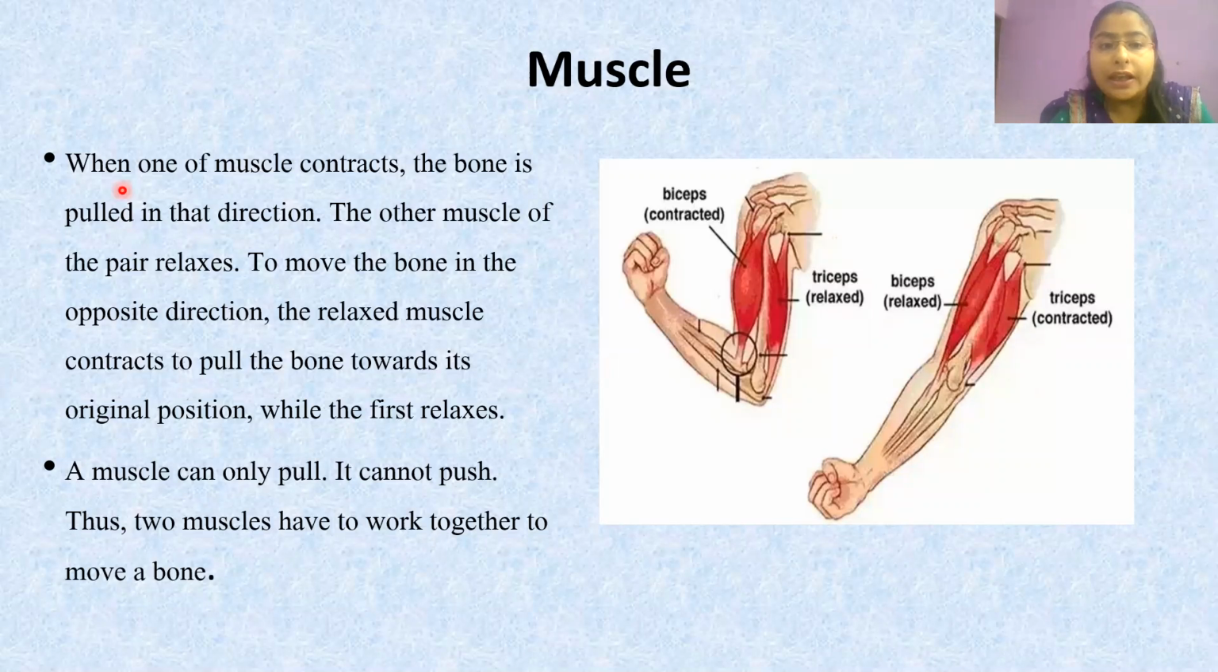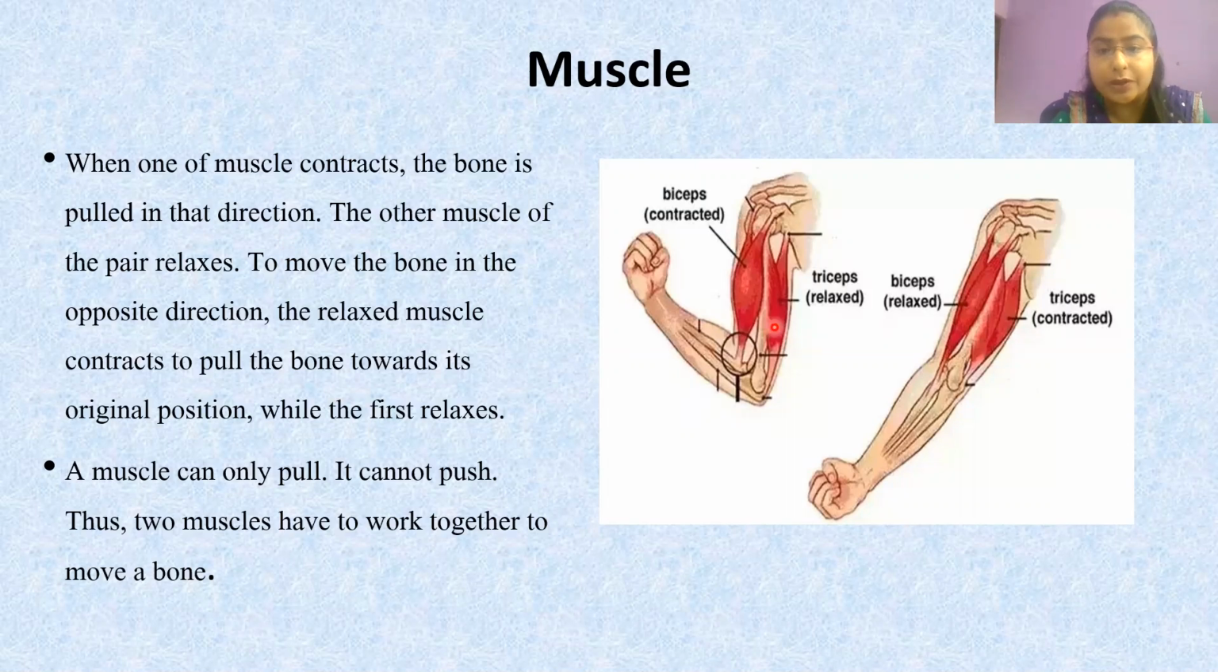Now in our hand there are two muscles, one upper, in this part is a muscle and on the downside there is also a muscle. In between there is a bone. So when one muscle contracts, the bone is pulled in that direction. When you do this, one muscle will contract and the other muscle will be relaxed. Two muscles always work together. One will contract and the other will be relaxed.